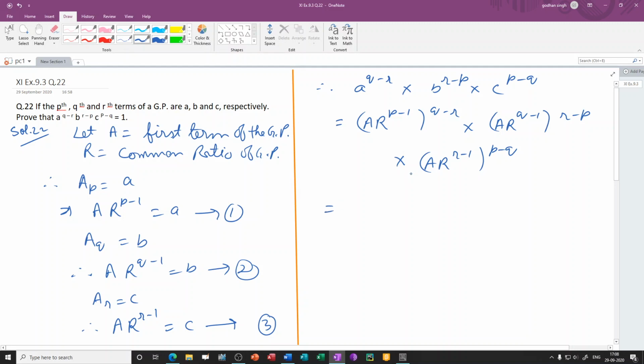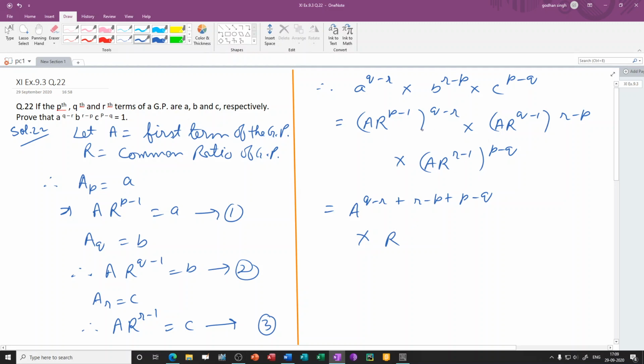So equal to, and we know that whenever base is same, we have to add the exponents. So here A is having the same base, here also A is having same base, here also A is having the same base. So we can write this as A. What is the exponent? Q minus r. So q minus r plus, why we are adding? Because base is same, plus here the exponent of a is r minus p and not q minus 1, because that is the exponent of capital R inside the bracket. So plus this will become r minus p plus p minus q multiplied by, now same thing for R.